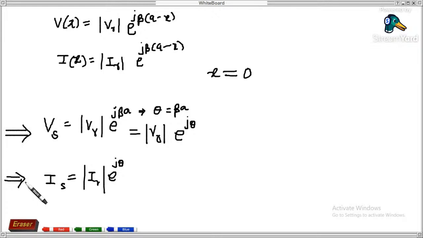Now, before drawing a phasor diagram, I need to consider any one phasor as a reference phasor. Which one do we take? Let voltage be my reference phasor. Vs is my reference phasor. Fine. In that case, will Is be in phase or out of phase? I am taking this as a reference phasor, meaning I am assuming this angle as 0.